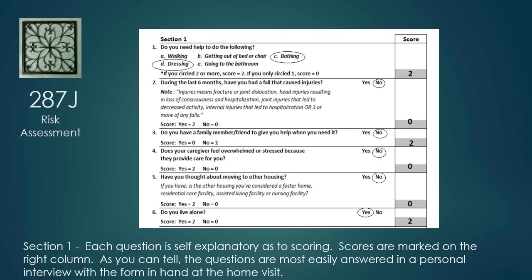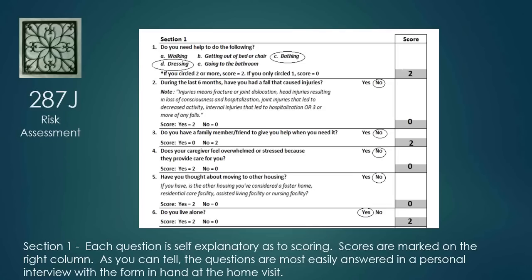And then we have instructions for that question. If you circle 2 or more, then score 2. And if you only circled 1, then score 0. So we can see in this example on the slide that I've circled a couple of things and the score is 2. So the same is for each of the questions. Each of the questions are very specific.